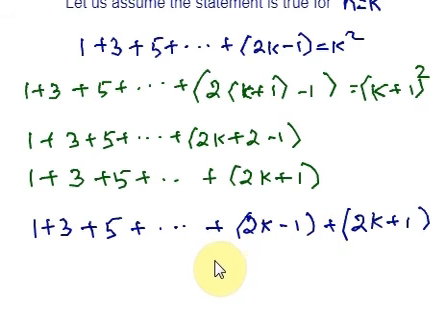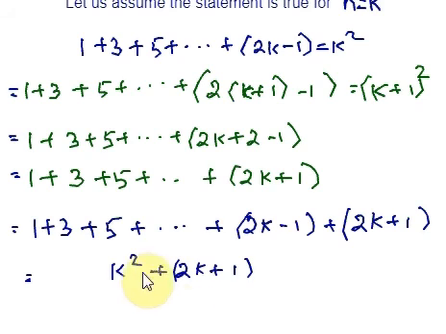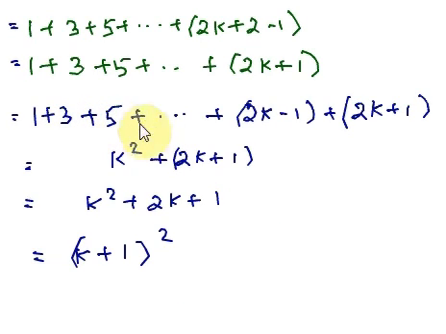So let's substitute that. Now this looks like a quadratic expression, right? x square plus 2x plus 1. So similar to that, we have k square plus 2k plus 1, which is of the form a plus b the whole square format. So I'm going to rewrite this as k plus 1 the whole square. So 1 plus 3 plus 5 to 2k plus 1 minus 1, which is equal to k plus 1 the whole square is true. So this holds true, which satisfies step 2.